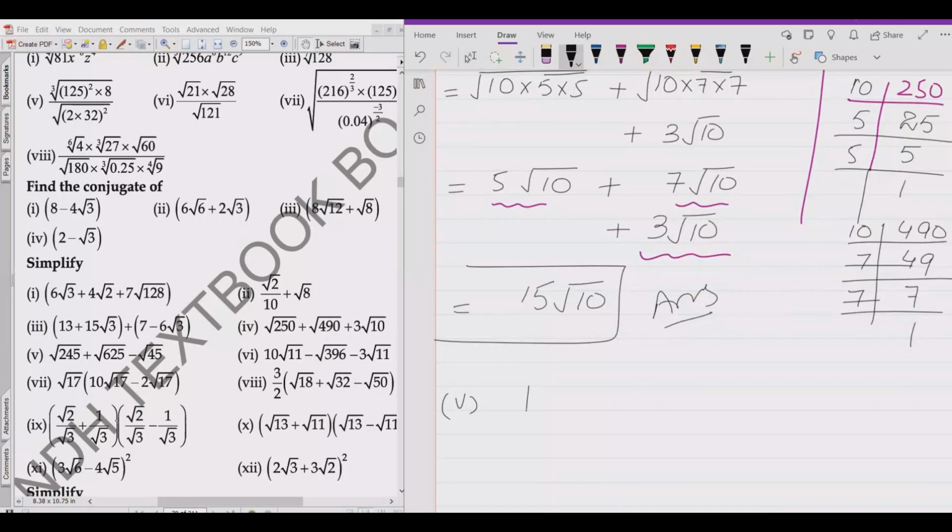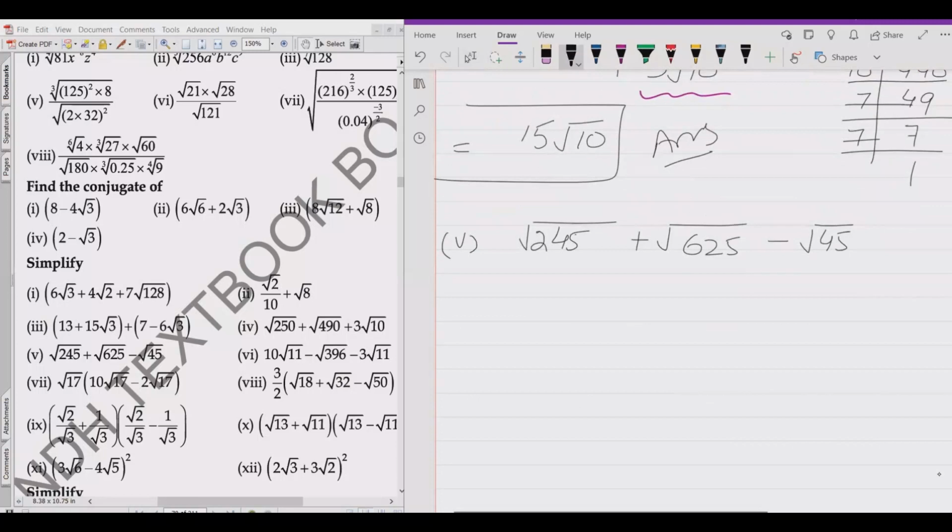Fifth is, here we will have addition and subtraction, both of them. So we will simplify this example. Now all these terms are different, right? This is not a similar surd. So what we will do, first we will simplify all these terms. So we will make a rough work here and simplify this way.